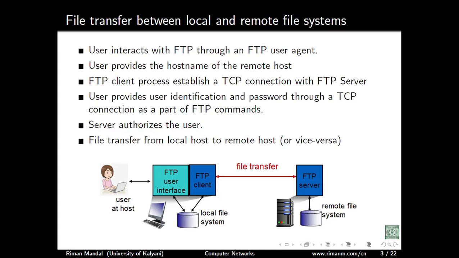Either the user can access some file from the remote host, that means download some file from the remote host to its local file system, or it can put something from the local file system to the remote file system. So this is how a file transfer between a local and remote file system happens.